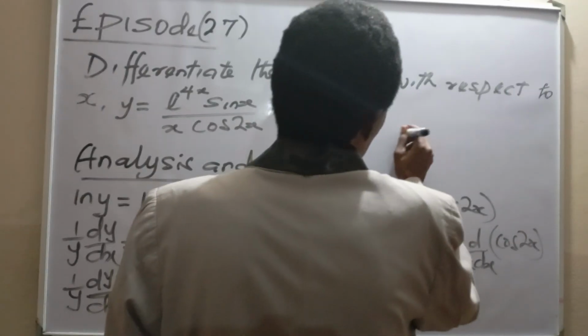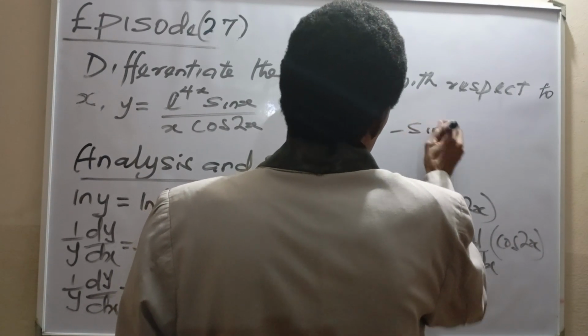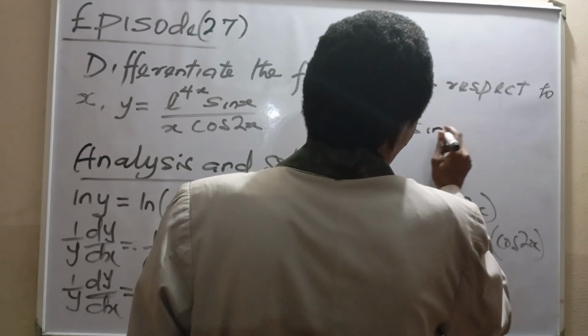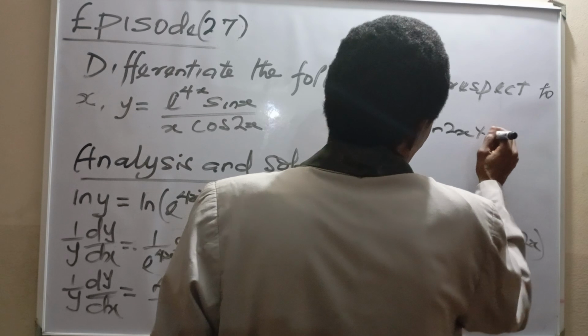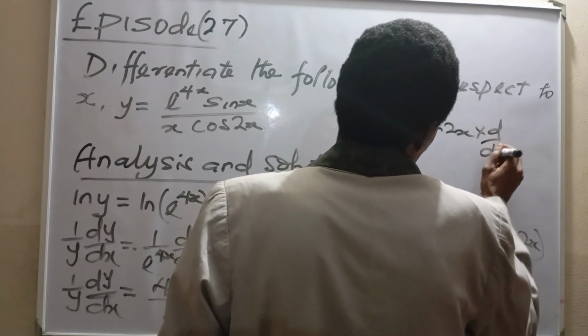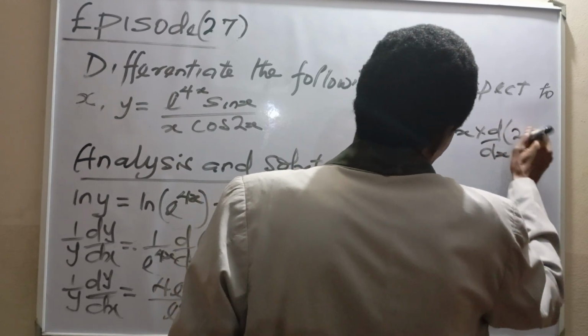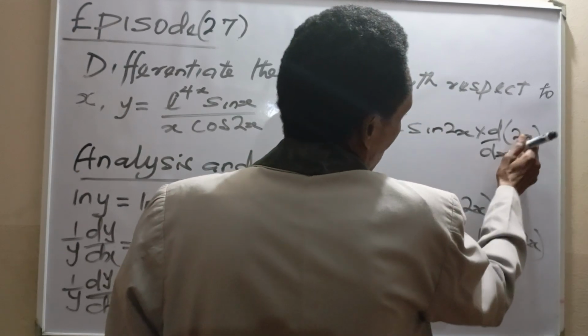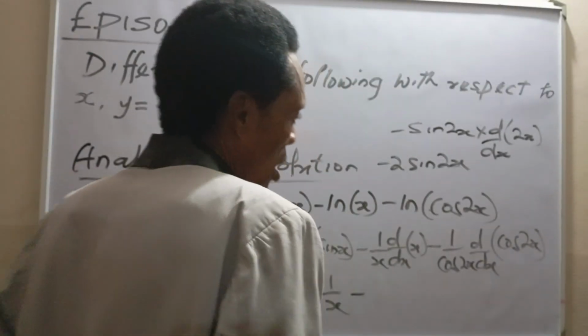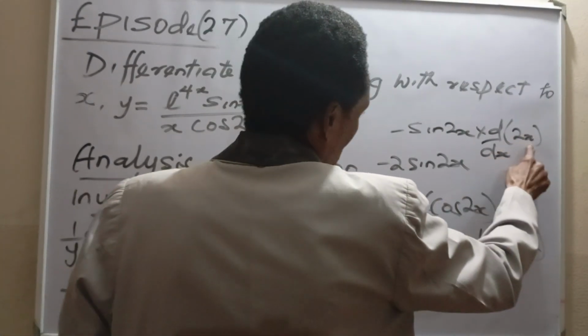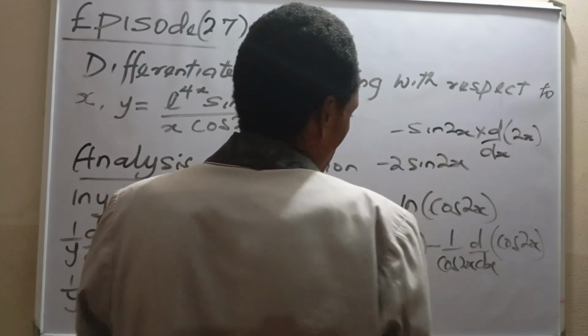To differentiate this, it will give you minus sin 2s, you understand, times the differentiation of 2s. So automatically, to differentiate this one, it will now give you minus 2 sin what? Sin 2s. This is what you should have. Okay? So the differentiation of this is just 2. 2 times will give you a thing like this. So minus 2 sin 2s.